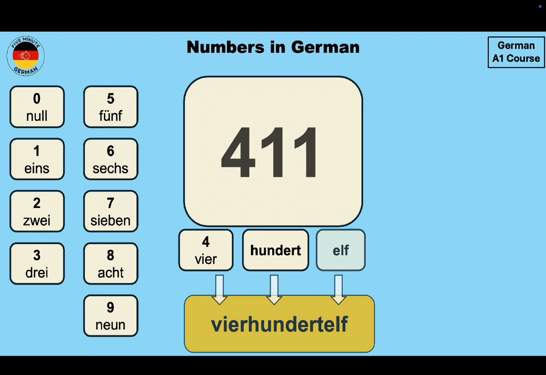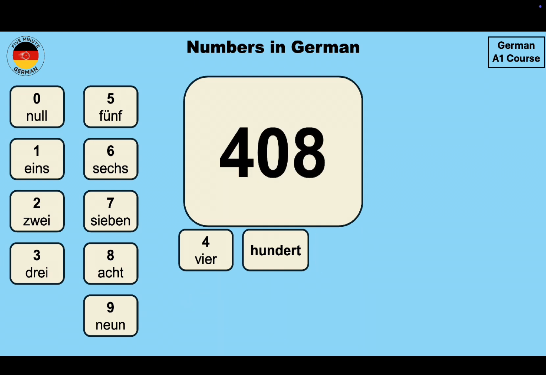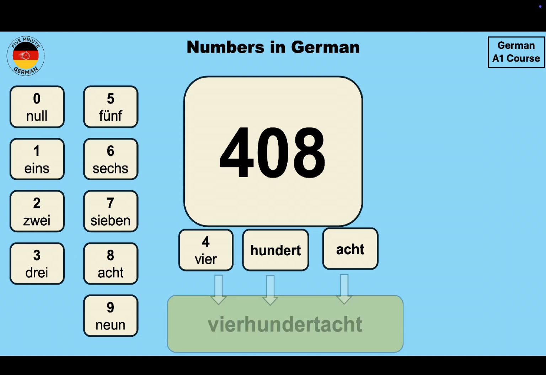Let's take one more example. So the number 408, this is also very simple. So 8 is called 8 in German. We will just add it to the end. So it will be 408. And following this pattern, you can make any number between 100 and 1000.